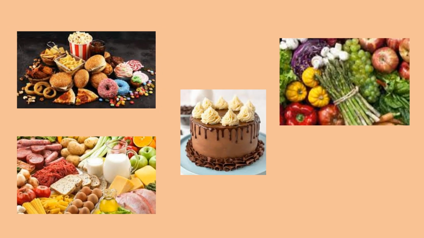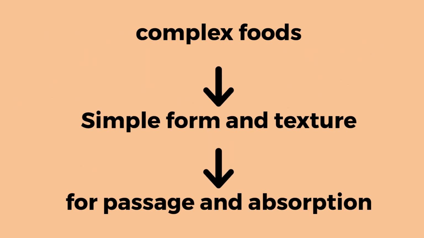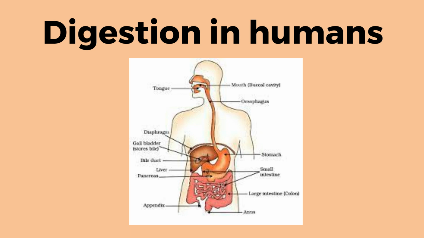We eat a variety of foods. These foods are complex in nature, which need to be broken down into simple form for absorption through the alimentary canal. This is the diagram of an alimentary canal. We will break the events of digestion down for a better understanding.